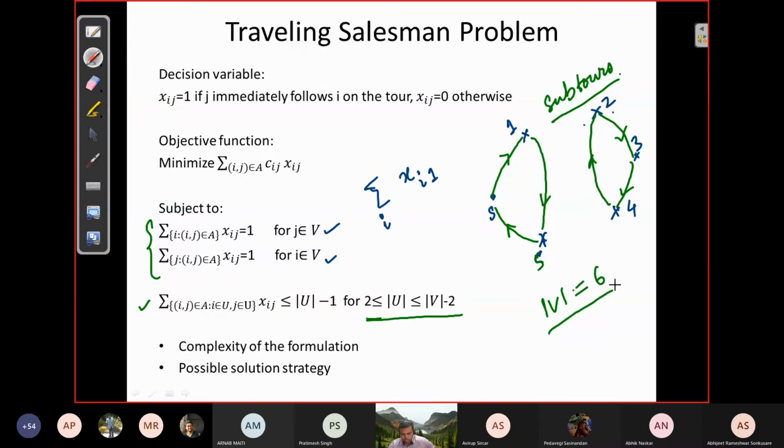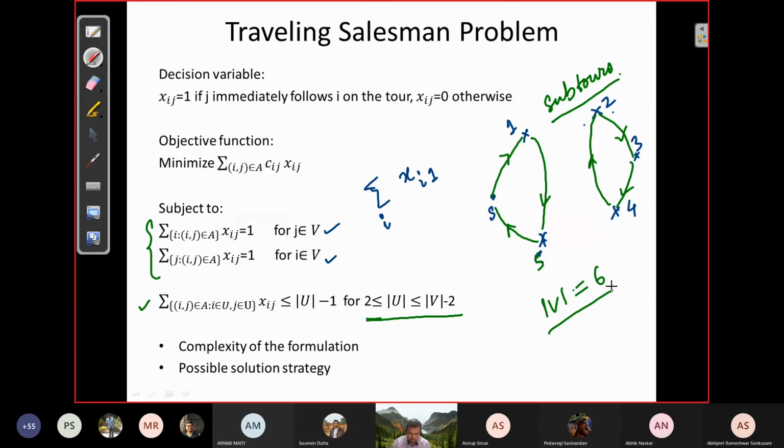And for all subsets of those possible sizes, we apply this third constraint, which is summation xij is less than or equal to mod of u minus 1. So now you have to explain to me how this constraint ensures that there will be no subtours. We check for each such subset whether that subset forms a subtour or not. If it forms a subtour, then the total sum will be exactly equal to the size of the subset. And we are taking less than or equal to u minus 1. Right.